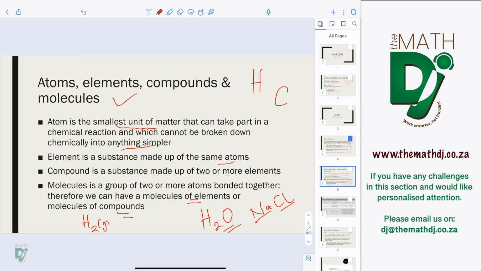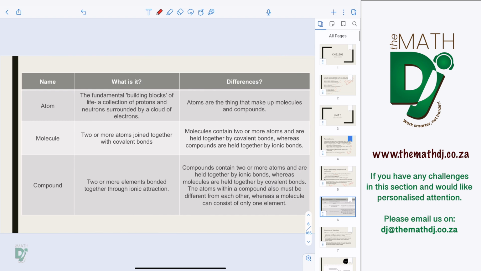So just know that an atom is the smallest unit of matter, and there are elements, which means the same atoms. Then compounds are two different atoms. So let's move on. 6. So we talked of atom, molecule, and compound. So here we are looking at what it is, which is the definition, and the differences, as compared across these three aspects.